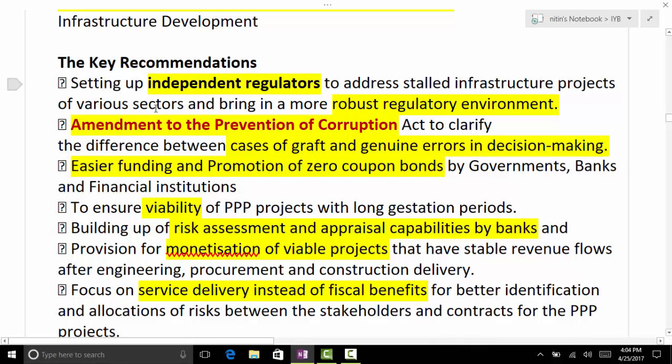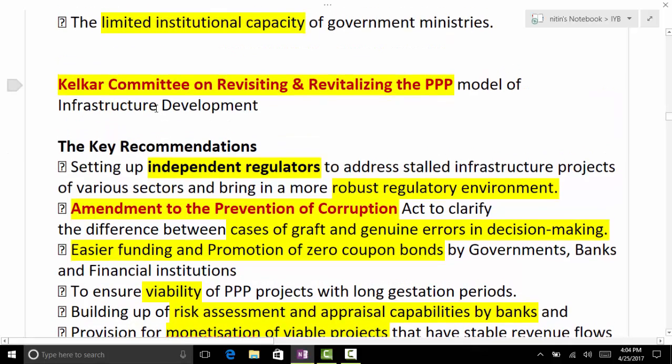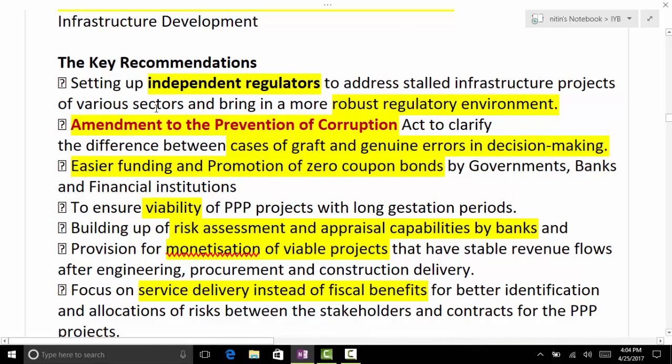Now this is not given in the yearbook, but as I thought it to be relevant, let's discuss it. For mains it is important. A question won't come directly asking what the Kelkar Committee recommendation is, but you have to use it somewhere. So, independent regulator, then amendment to the Prevention of Corruption Act. Now why is there a need for this amendment? Because we have seen various institutions like the CBI, the police, the courts, even the CAG. The most prominent example was the coal secretary.